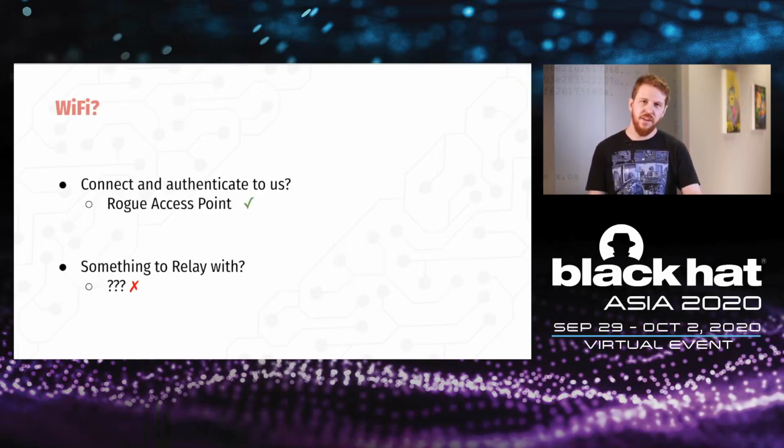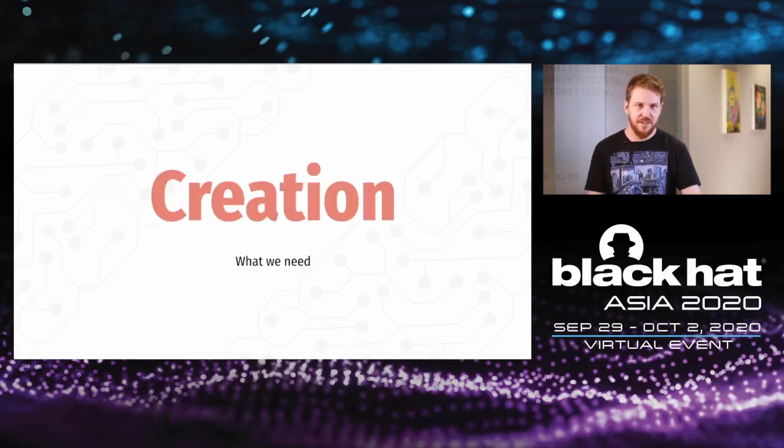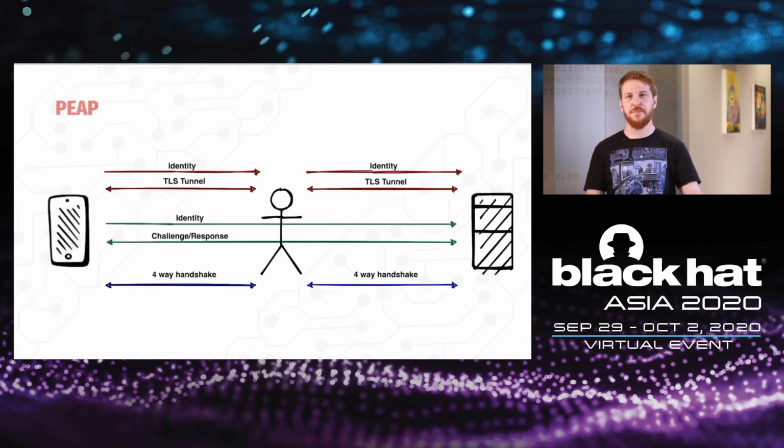So in the Wi-Fi world, we have that first portion. We can trick people into connecting to us. This is basically what a rogue access point is, just standing something up with the same name. But we don't have the ability to handle that authentication and pass it off to someone else to handle for us. So that's what I created. What do we need to do this? We need to be able to handle this whole PEAP exchange. That means handling not only the relay in the middle, but also the two other bits, which are the four-way handshake as well as the outer TLS tunnel.